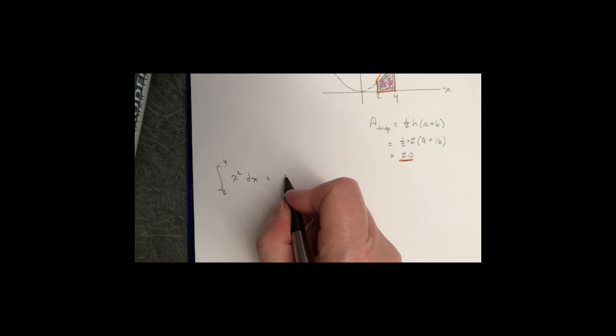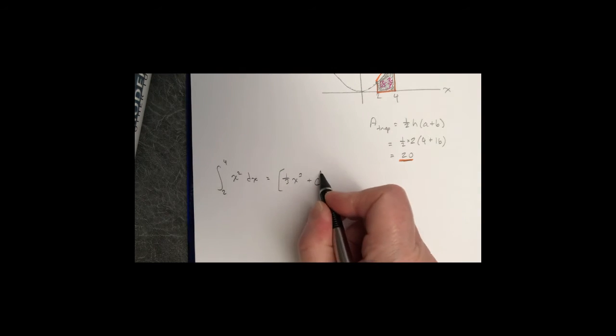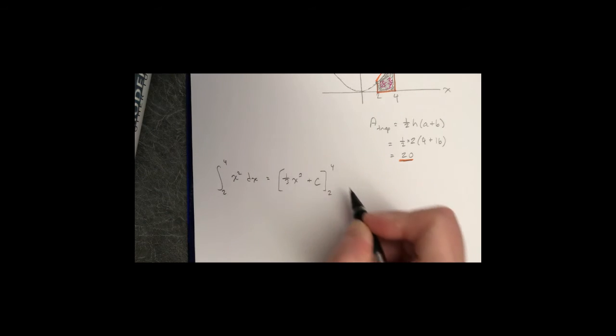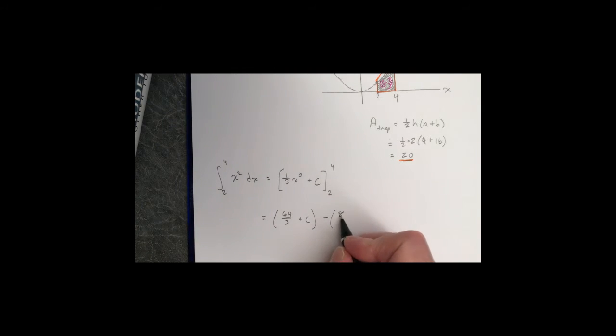Okay, so I know that you get 1/3 x cubed, but what if we had a constant of integration? Okay, well, I still need to evaluate that expression between 2 and 4, which means stick in the 4, then stick in the 2, and subtract the two amounts. So when we do that, we're going to get, we said that 4 cubed was 64 thirds plus whatever our constant was. Subtract 2 cubed was 8, subtract 8 thirds plus whatever the constant was.